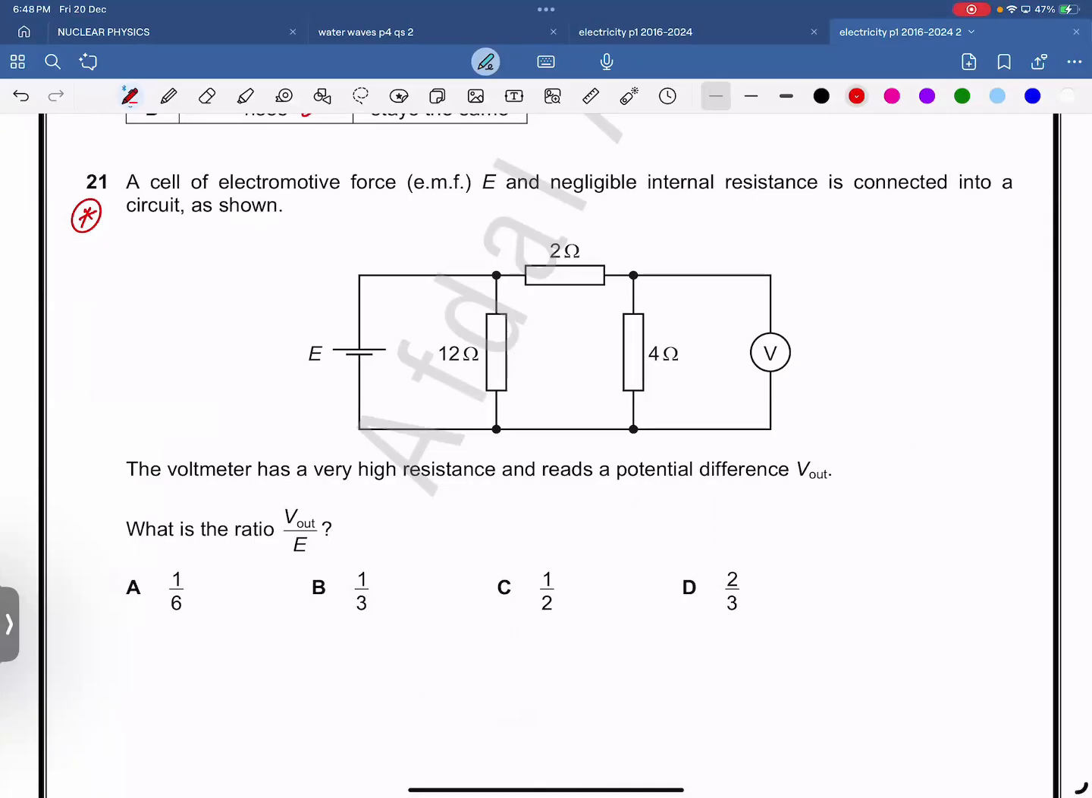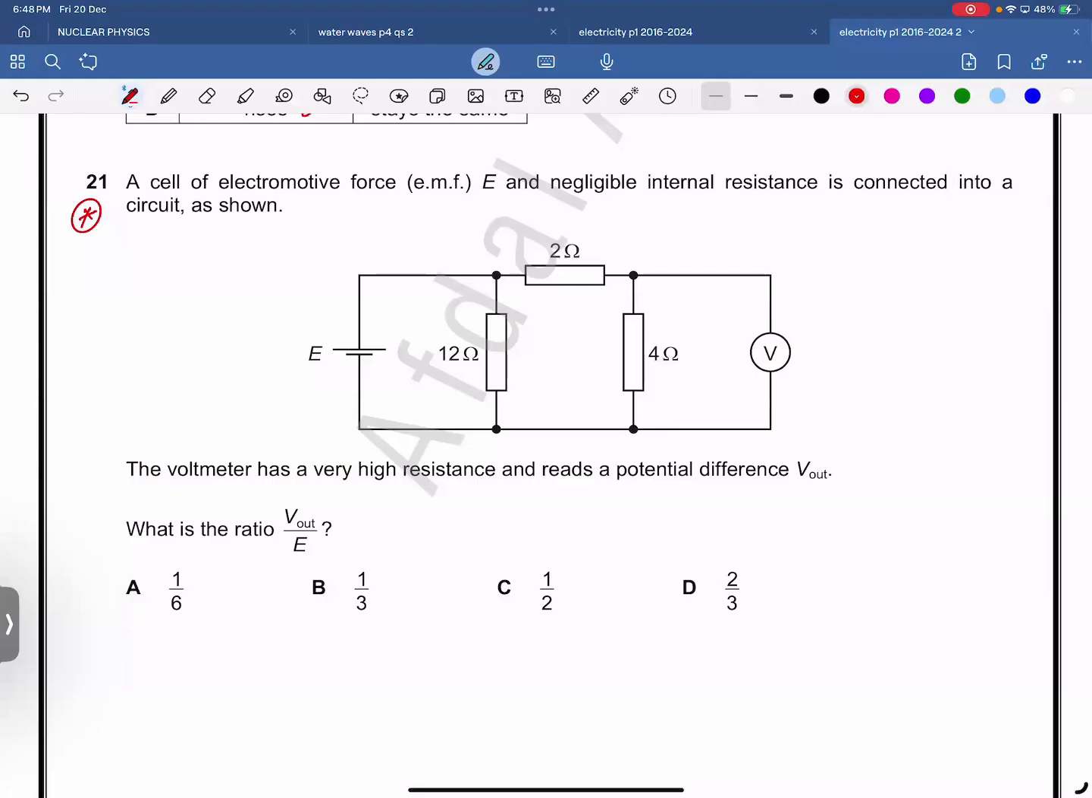A cell of EMF E has internal resistance, which is negligible, as shown. The voltmeter has a very high resistance, which means it doesn't draw a current. The voltmeter is across the 4 ohm resistor. What is the ratio of V out divided by EMF?